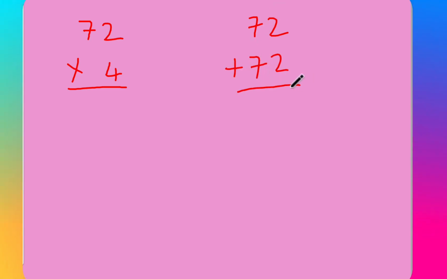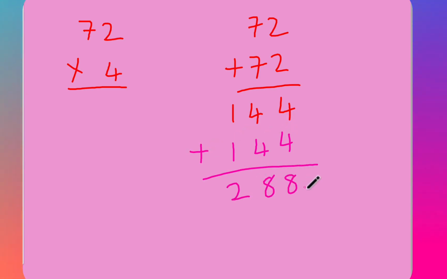Here I have the number 72 and I want to multiply it by 4. Now if I find multiplication difficult, I can just say okay, I want to multiply it by 2 first. So I'm just going to say 72 plus 72. 2 plus 2 is 4 and 7 plus 7 is 14, so 144. I can also double this, so I can say 144 plus 144 and that equals 8 and 8 and 288.